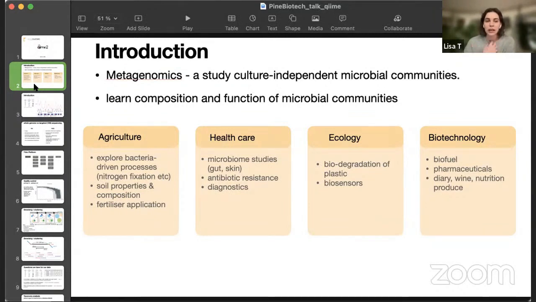And it can be applied in a bunch of areas like agriculture, where you can study soil properties or any bacteria-driven processes. In healthcare, where we can study microbiomes of different organs, or ecology, where biosensors are developed using metagenomics, and biodegradation of plastic is also a bacteria-driven process. And of course, biotechnology, the nutrition produced or pharmaceuticals or biofuel, everything is done thanks to bacteria.